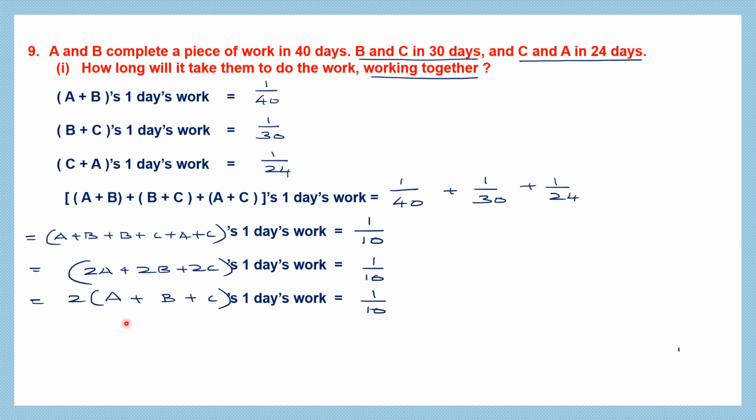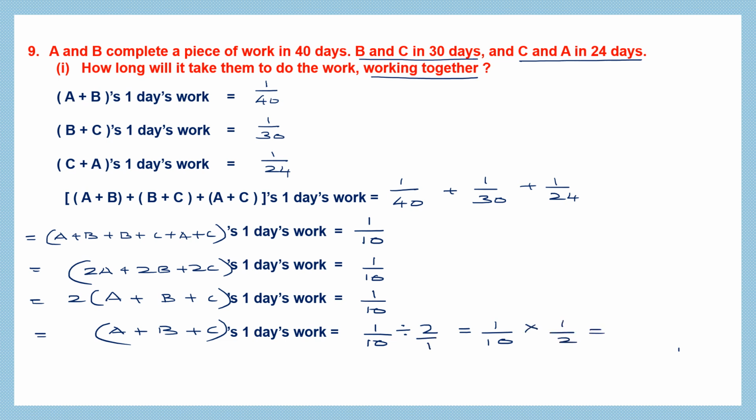And now we need to find only A plus B plus C's 1 day's work. So this 2, we can take it to the other side. So this is multiplication. When it goes to the other side, it becomes division. So here I can say A plus B plus C's 1 day's work is equal to 1 by 10 divided by 2. So this is division of fractions. So now I can say 1 by 10 into, now this is 2 by 1 into 1 by 2. So this becomes 1 by 20.